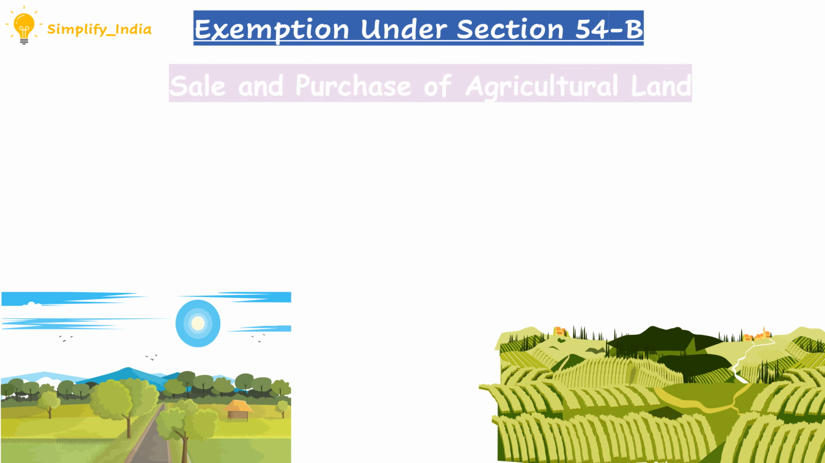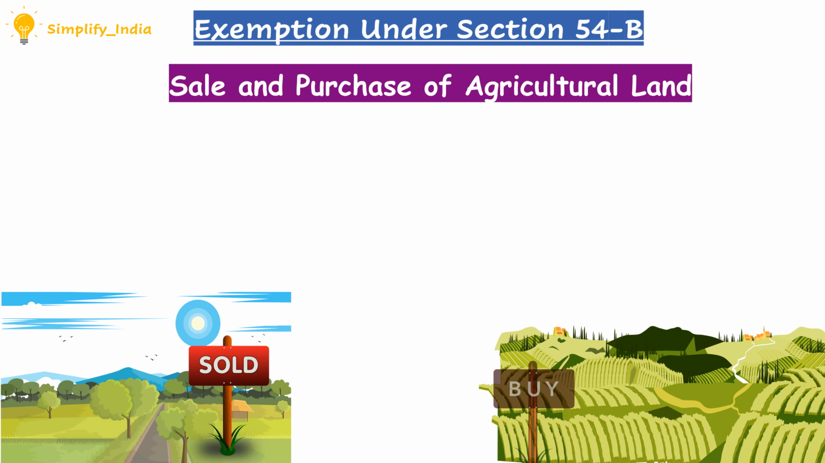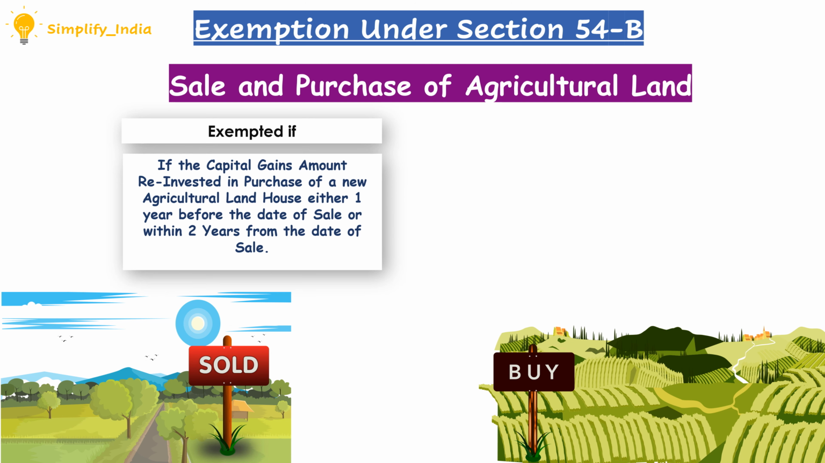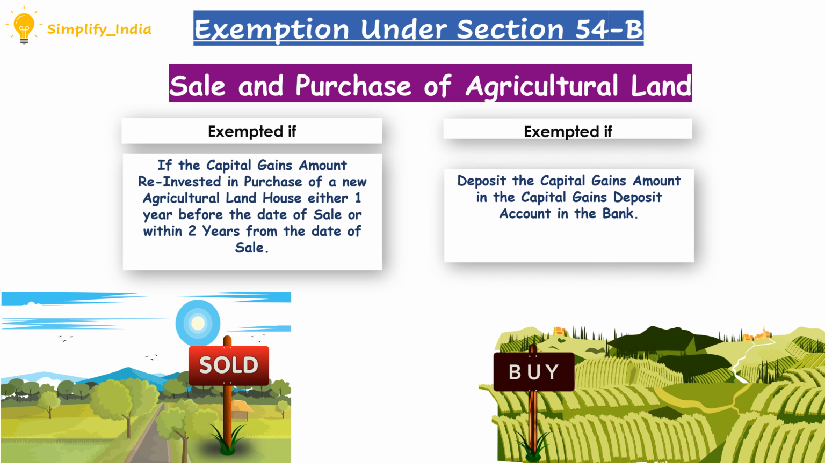We have exemption under section 54B, that is, sale and purchase of agricultural land. Any agricultural land, either short term or long term, held by an assessee is sold and the capital gains arising out of it can be claimed as an exemption if the capital gain amount is reinvested in purchase of new agricultural land either 1 year before the date of sale or within 2 years from the date of sale. Next, deposit the capital gains into the capital gain deposit account in the bank, provided that the new agricultural land is held by the assessee for a minimum of 3 years. If not, the exemption will be withdrawn.